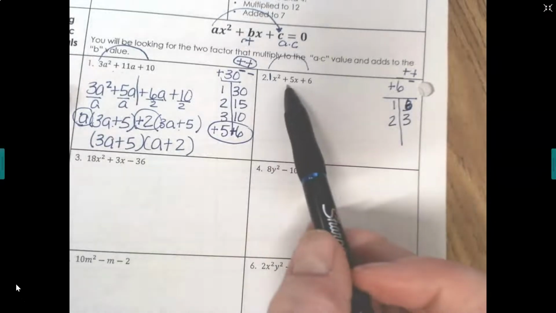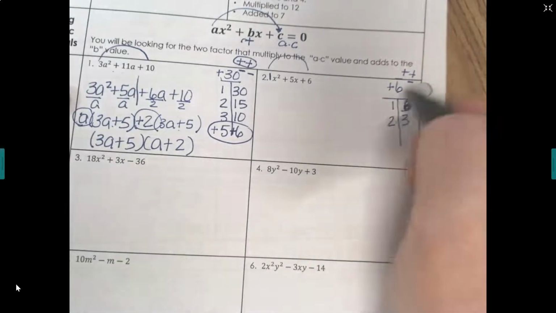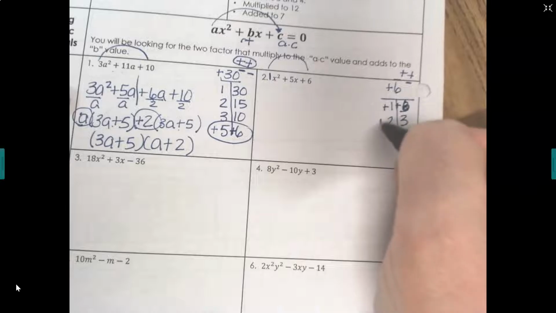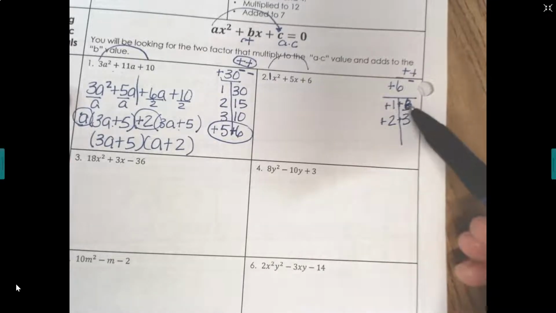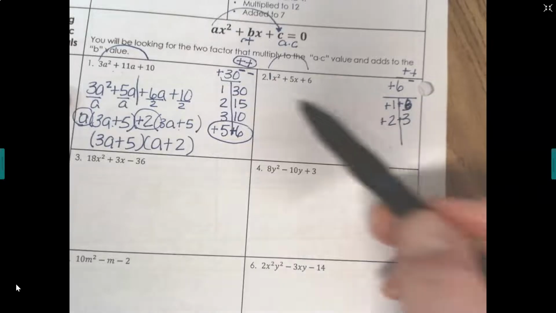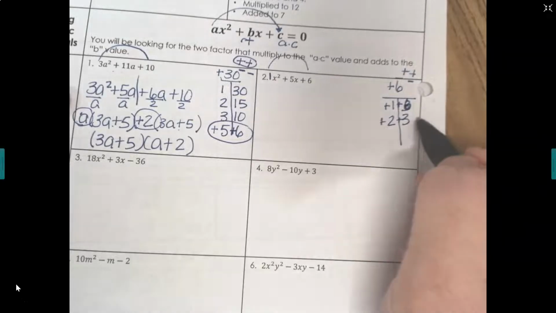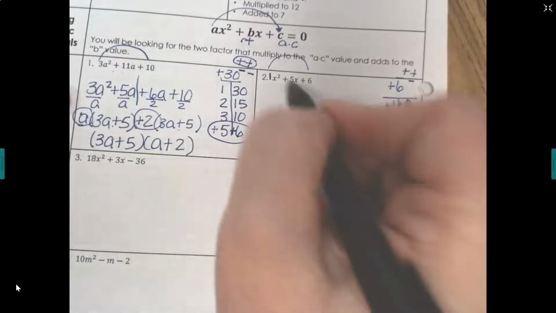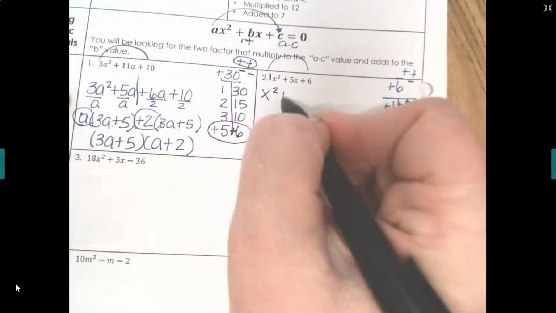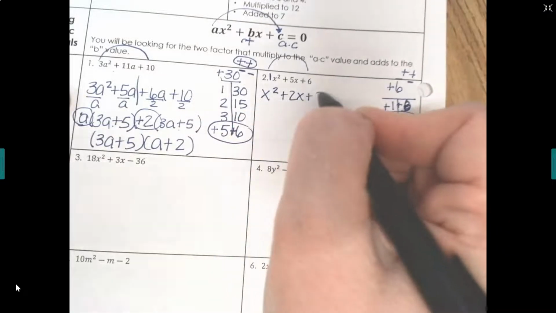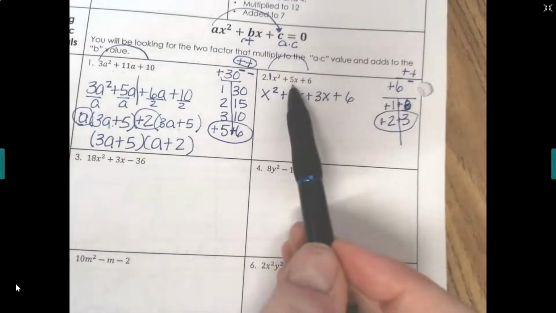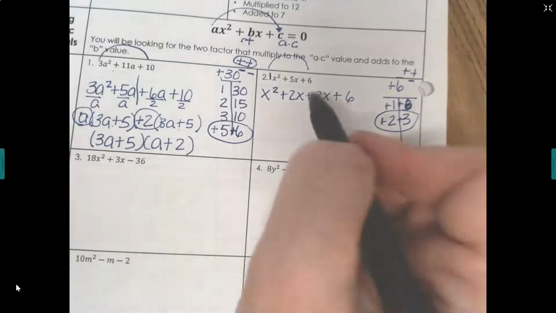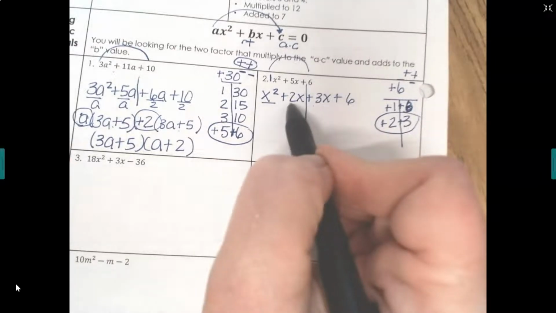I'm trying to add to a positive 5, so both of these would have to be a positive number. You have to be real careful with the signs, because 6 minus 1 would give us 5, but I can't have a minus because my signs have to be positive, so I get a positive 6. So positive 2, positive 3, we're going to slide them in there. X squared plus 2x plus 3x plus 6. So I just split apart the 5x into 2x plus 3x. Split them down the middle.